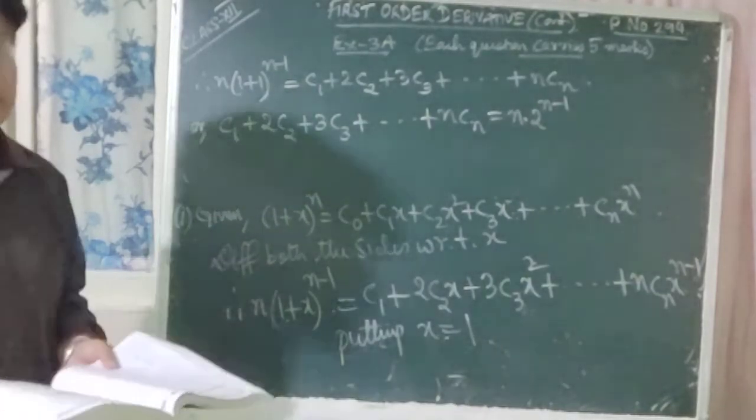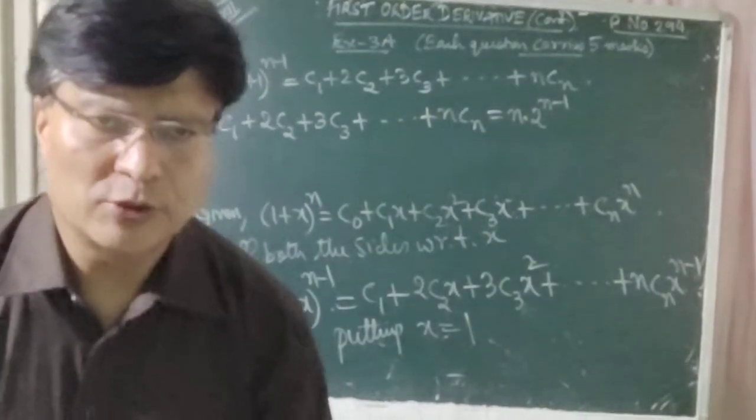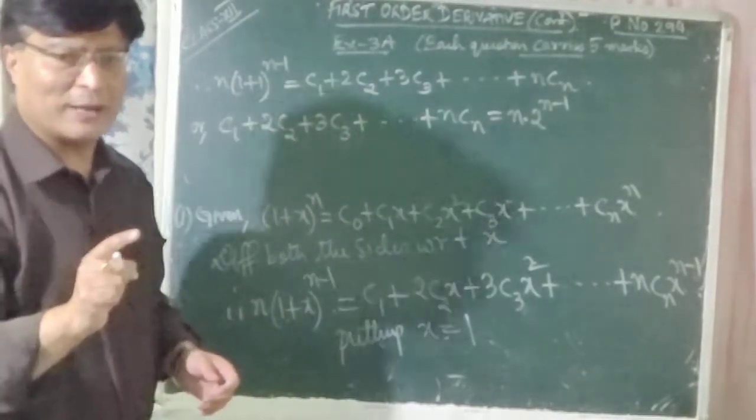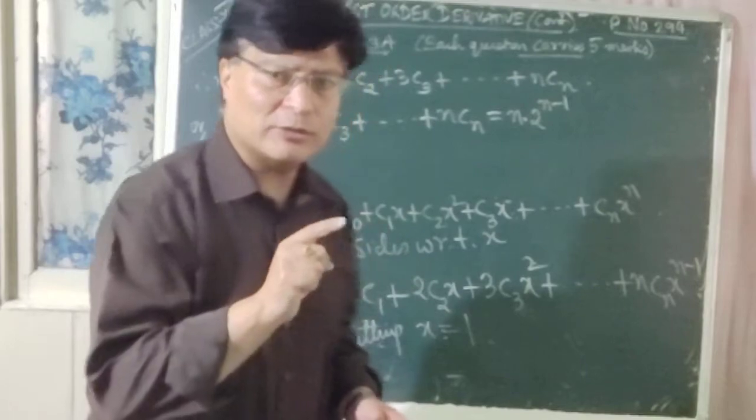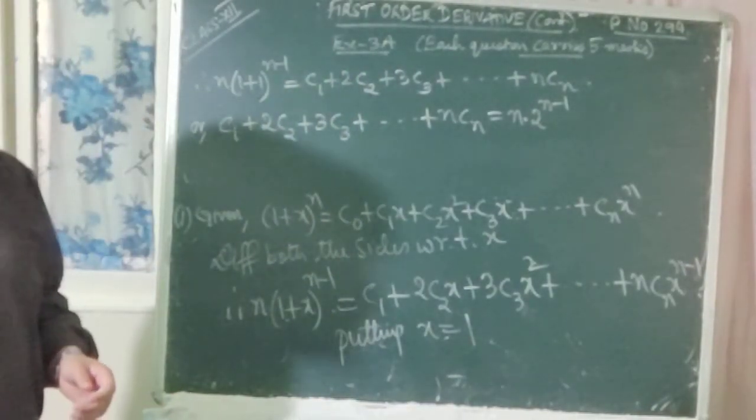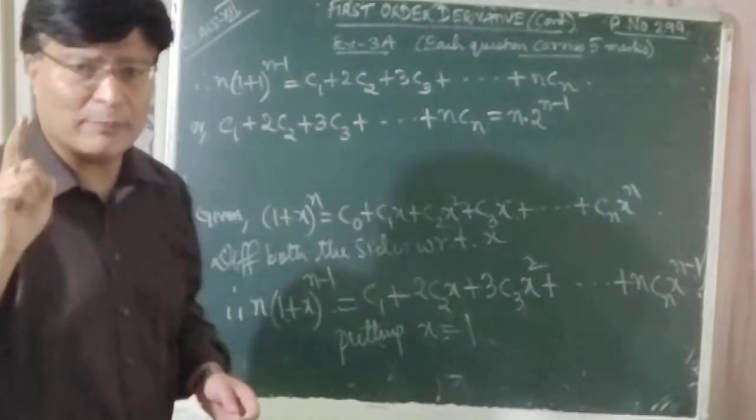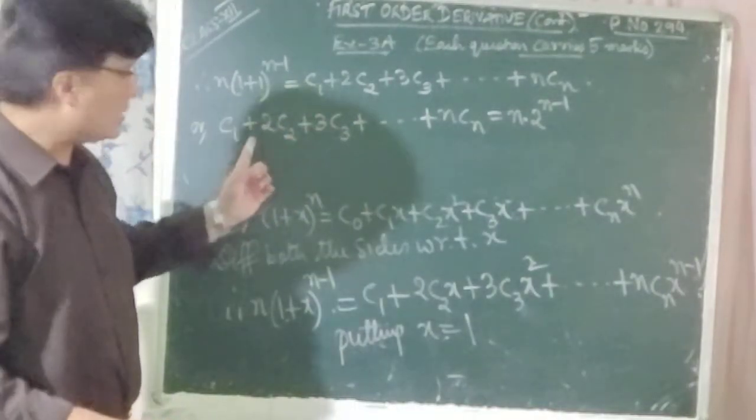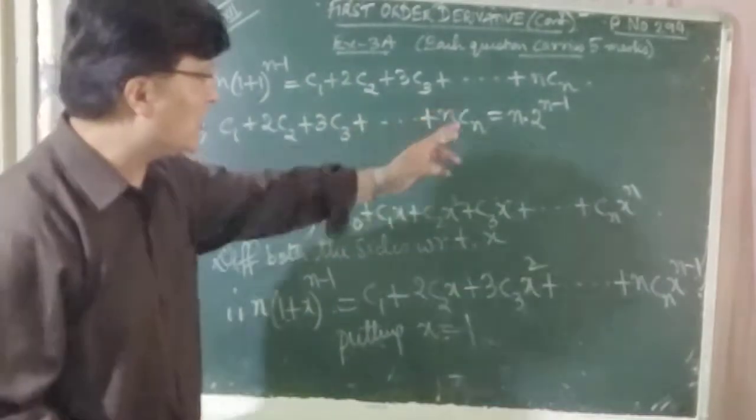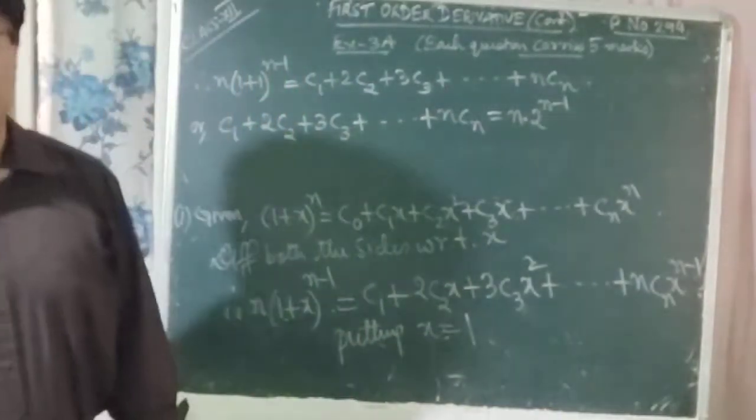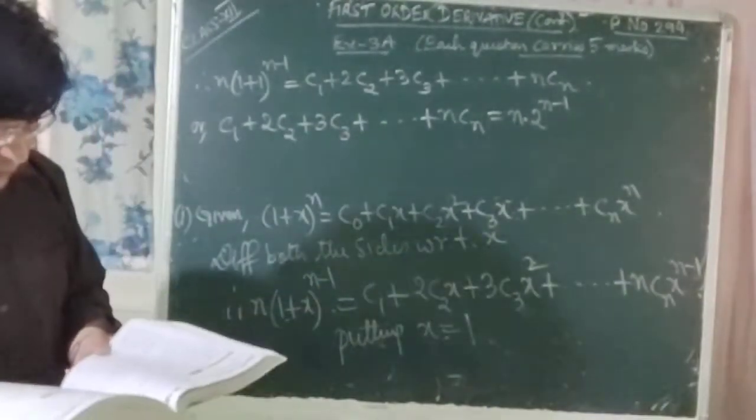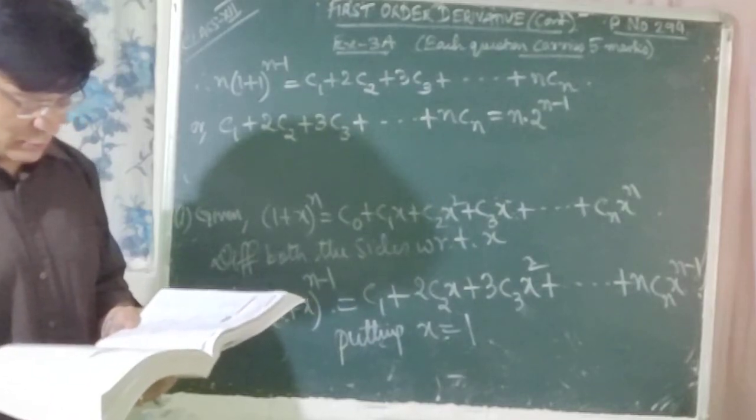That means we are not getting the answer. So sometimes you may get a question like this also. If (1 + x)^n = C0 + C1x + C2x² + C3x³ + ... + Cnx^n, prove that C1 + 2C2 + 3C3 + ... + nCn = n·2^(n-1). But in this case, you have to prove a different relation, that is 16 number 1.